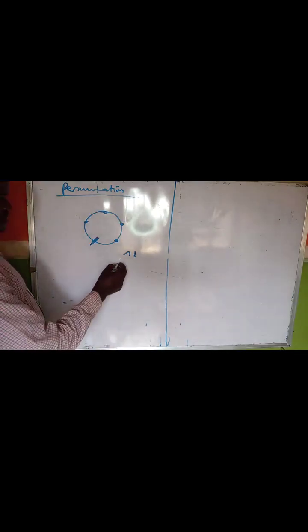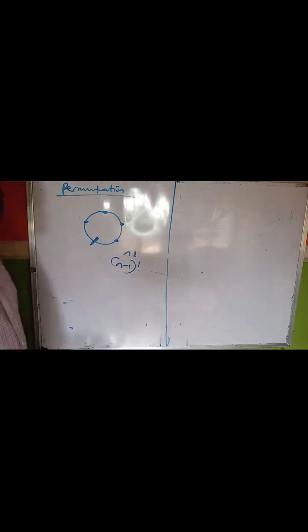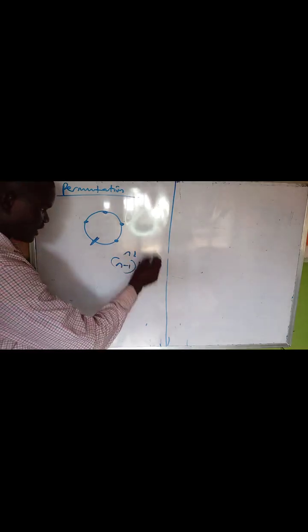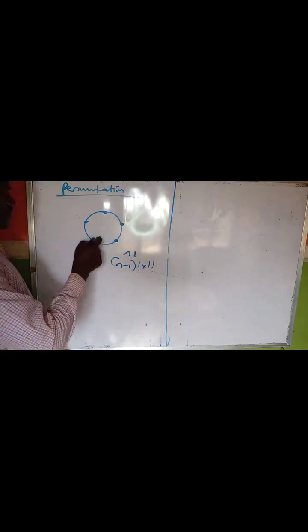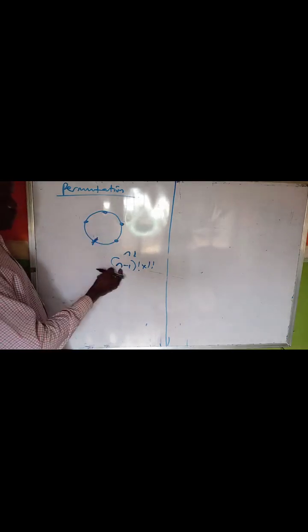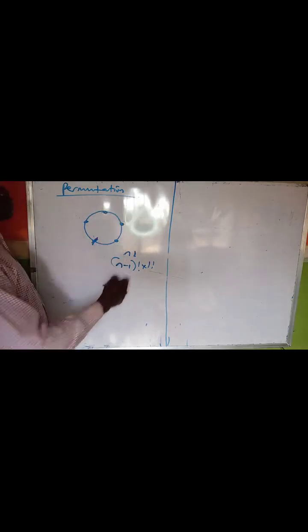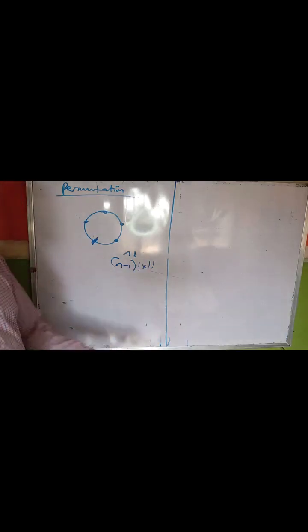In the case of circular arrangement, you have (n minus 1) factorial, then times 1 factorial. How is it like this? It's like this because what you have here is circular. So you fix 1. The total number is now n minus 1 because 1 is fixed already. And how many ways can that 1 be arranged? It is 1, so you put it there as 1 factorial because you fixed it. So that's what it means.